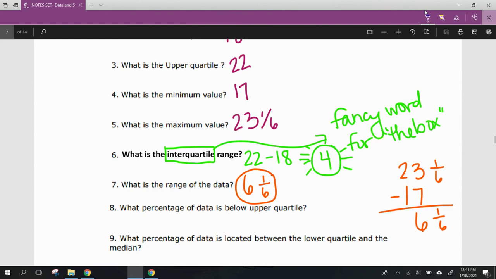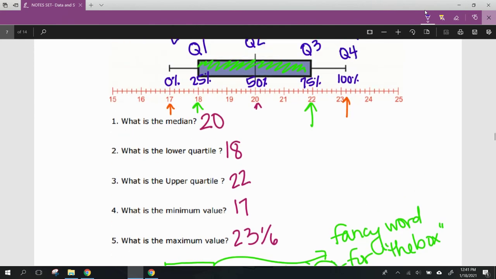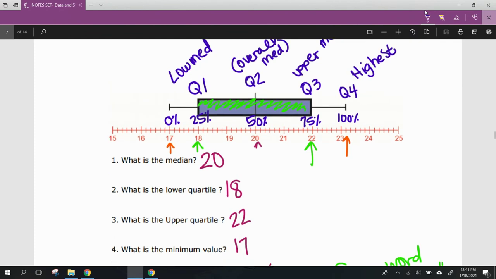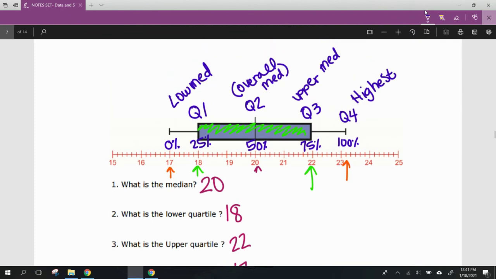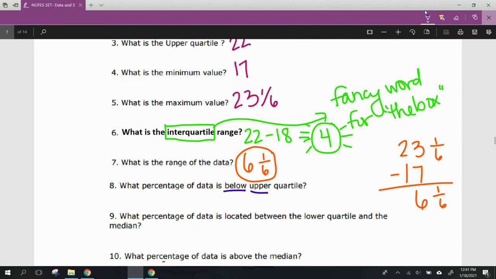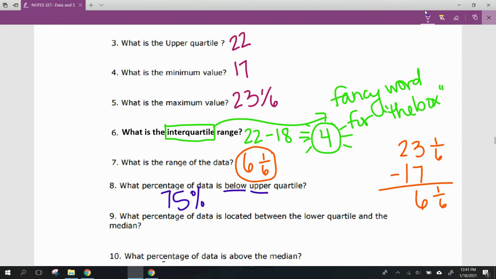All right, let's take a peek at our next question. What percentage of the data is below the upper quartile? Well, let's see. Our upper quartile is right here at the 75% mark. So the percentage that's below it, it's going to be our bottom 75%. So what percentage is below? It's going to be 75%. Some might argue 74%, but we are counting up to that 75% mark, so it'd be 75%.